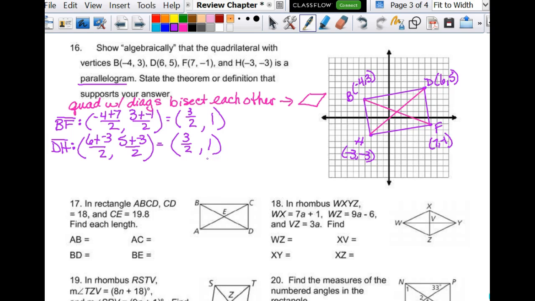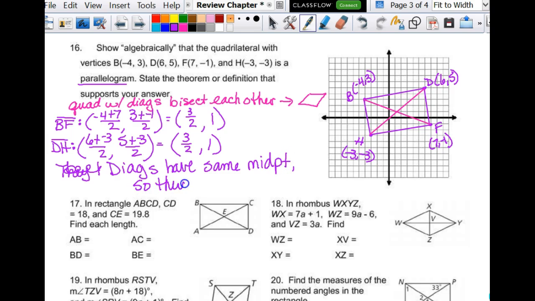So really all that just shows midpoints. You got to clarify this one a little bit and say that they have the same midpoint. Or not they, I don't want to say they. I want to say the diagonals have the same midpoint. So they bisect each other.